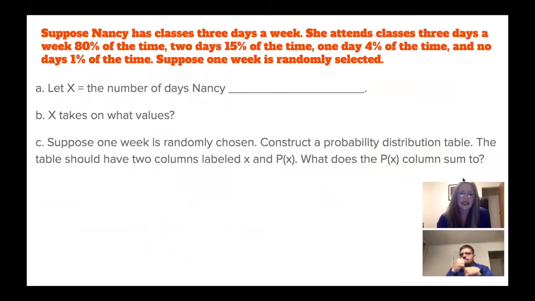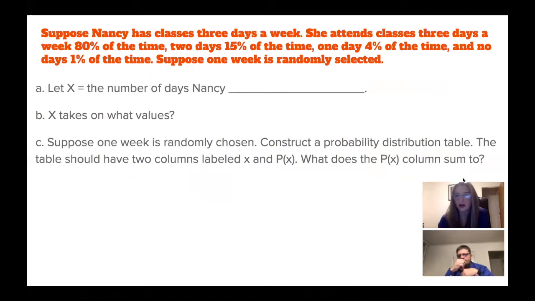Okay, so suppose Nancy has classes 3 days a week. She attends classes 3 days a week 80% of the time, 2 days 15% of the time, 1 day 4% of the time, and no days 1% of the time. Suppose 1 week is randomly selected.